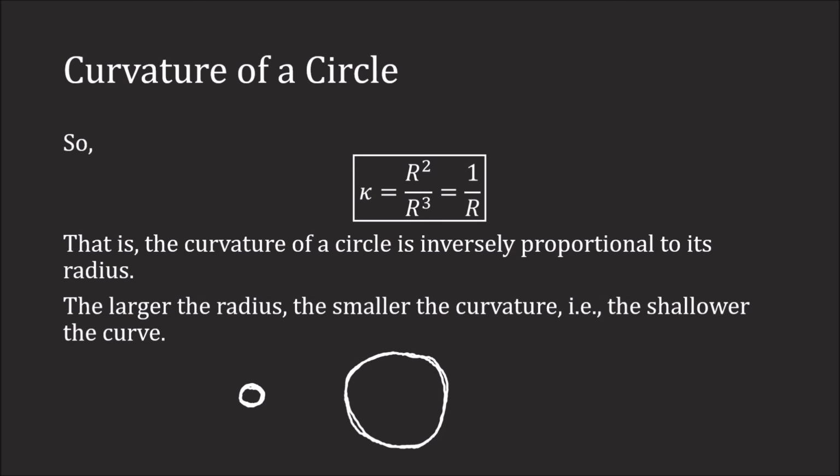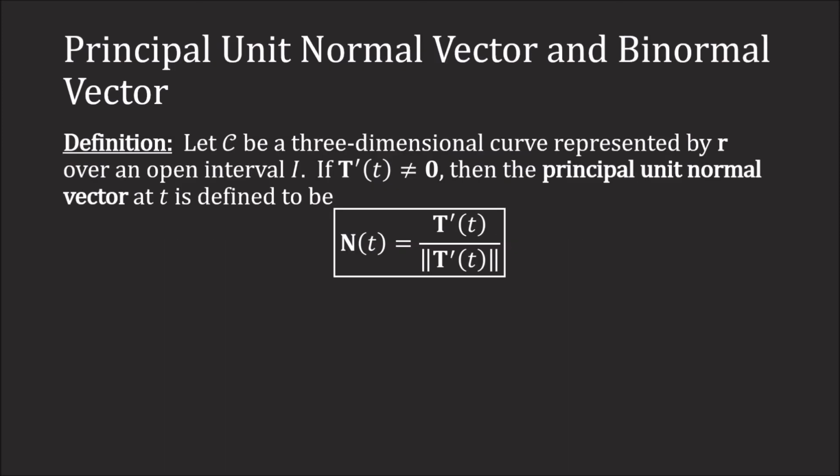We now define two new vectors. So we're going to let C be a three-dimensional curve represented by R over an open interval I. If T prime is not 0, that is, if the derivative of the unit tangent is not 0, we define the principal unit normal vector at T as T prime over the norm of T prime. So the principal unit normal vector is a vector that is tangent to the unit tangent vector's derivative, which by definition would make N and T normal or orthogonal. That's why it's called the unit normal vector.